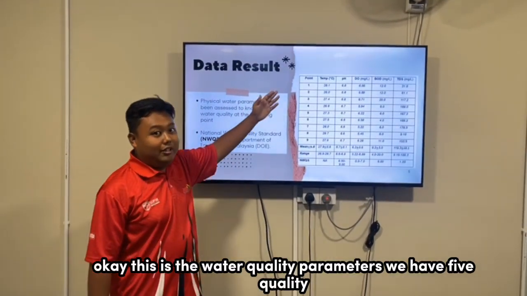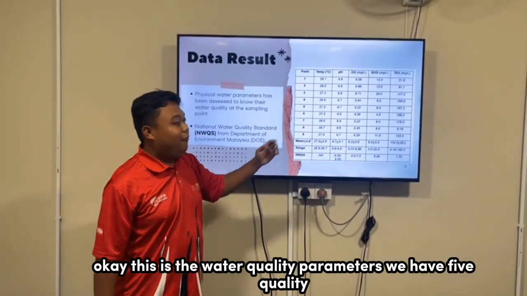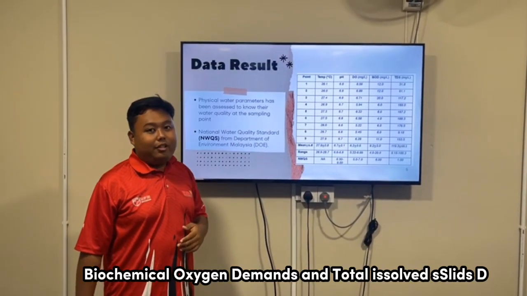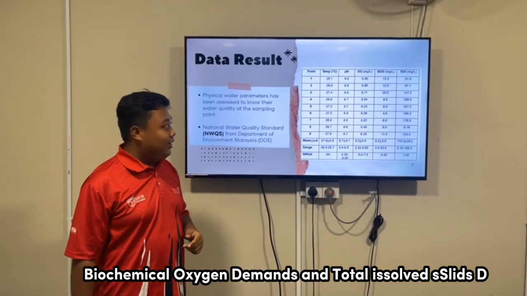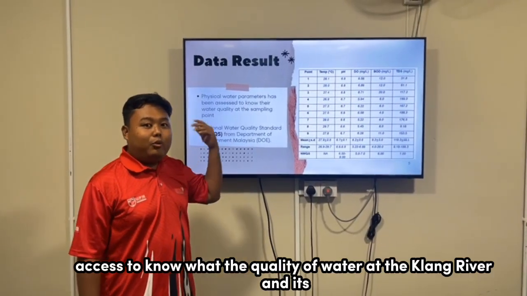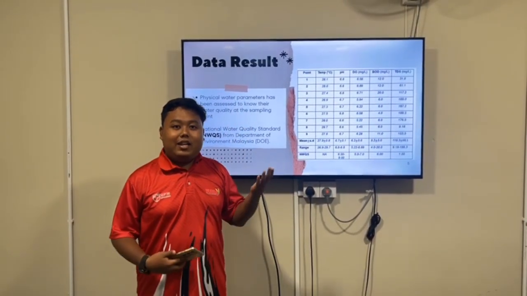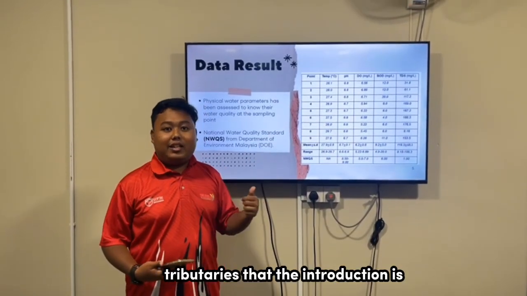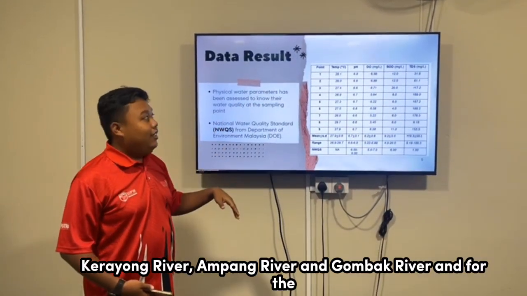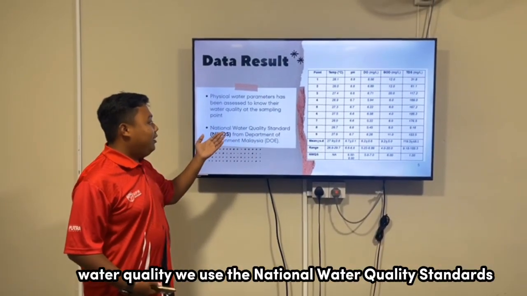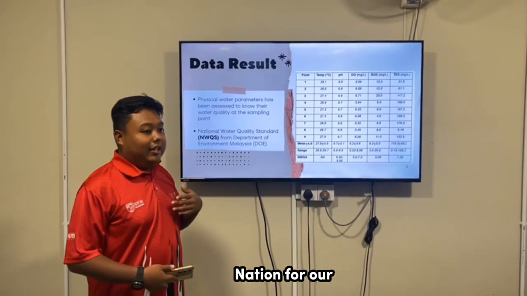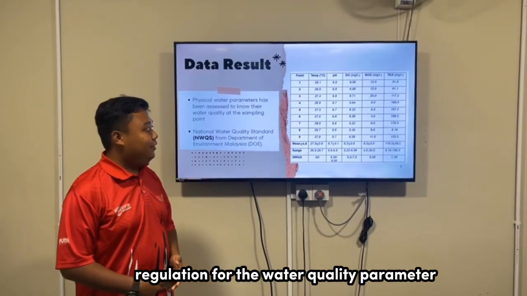This is the water quality parameters. We have 5 parameters: temperature, pH, dissolved oxygen, biochemical oxygen demand, and total dissolved solids. Firstly, the physical water parameters are assessed to know the quality of water at the Klang River and its tributaries, which are Klang River, Ampang River, and Gombak River. For the water quality, we use the National Water Quality Standards (NWQS) from the Department of Environment as our regulation for the water quality parameters.